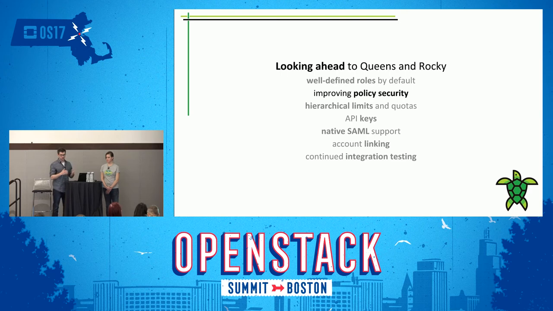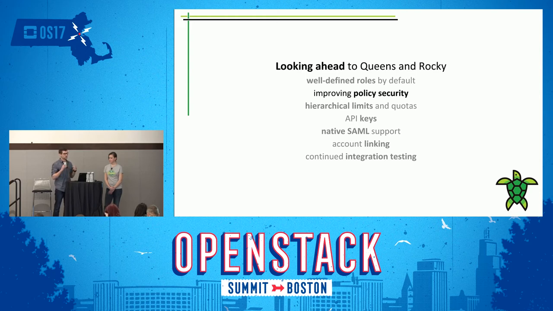And along that same vein, we want to improve policy security. So if you know the adminness issue that we have, you're either giving up all the keys to the kingdom. Adam's sitting right over there. You're either giving up all the keys to the castle, or you're not giving users enough delegation to do the things that they need. And I would argue that both of those violate the principle of least privilege. So we need to fix that.